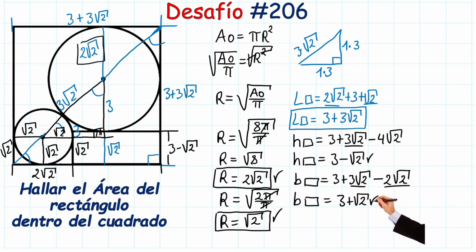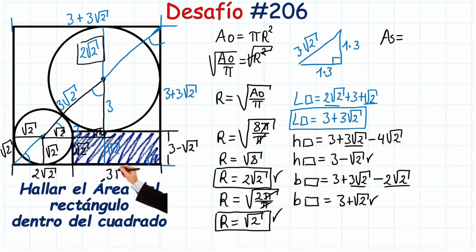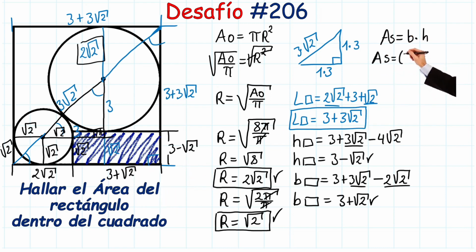Great, and now yes, we can find the shaded area. Fantastic, we have that the shaded area equals, since we have a rectangle, base times height. This base is 3 plus square root of 2, base by height. What is the base? Well, it is 3 plus square root of 2. What is the height? The height is 3 minus square root of 2.